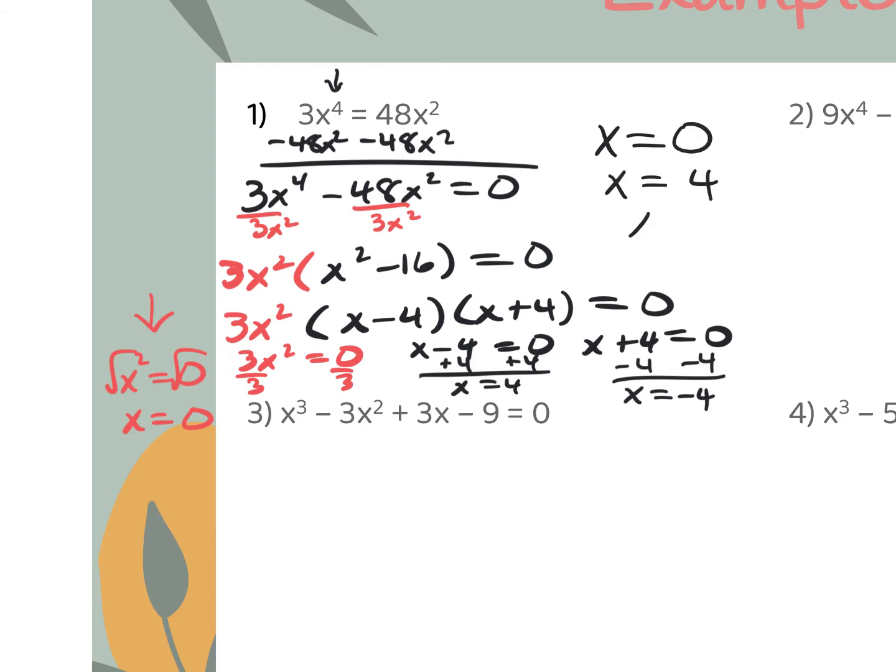And if you want to put on your test plus minus 4, you can. WebAssign's probably going to make you separate it with commas. So the answer to number 1 is these 3 answers.